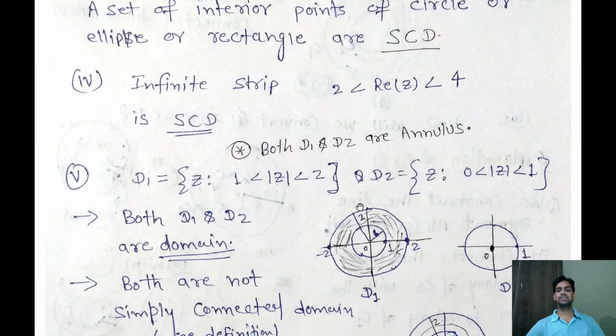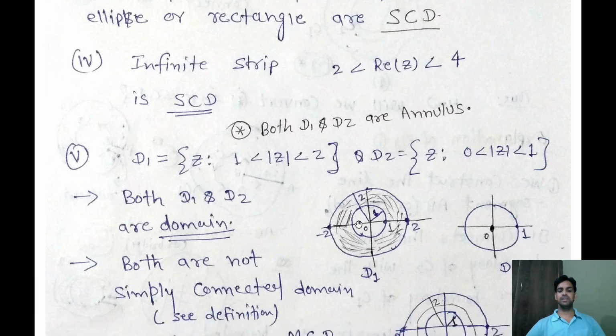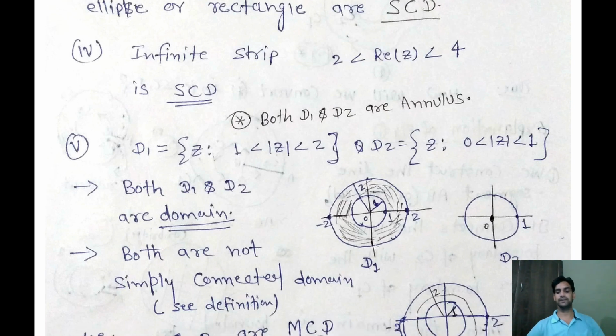Now we will check this. First we will check this is a connected set. As we already studied, this is a connected set and this is non-empty. So this is also a domain. Now if I take any simple closed contour in this region, we cannot shrink that closed contour to a point. So by the definition of a simply connected domain, this is a multiply connected domain. That is, this is not a simply connected domain.